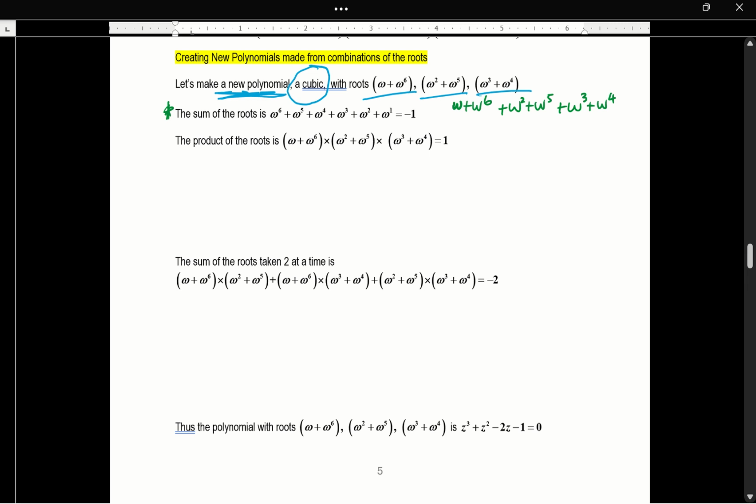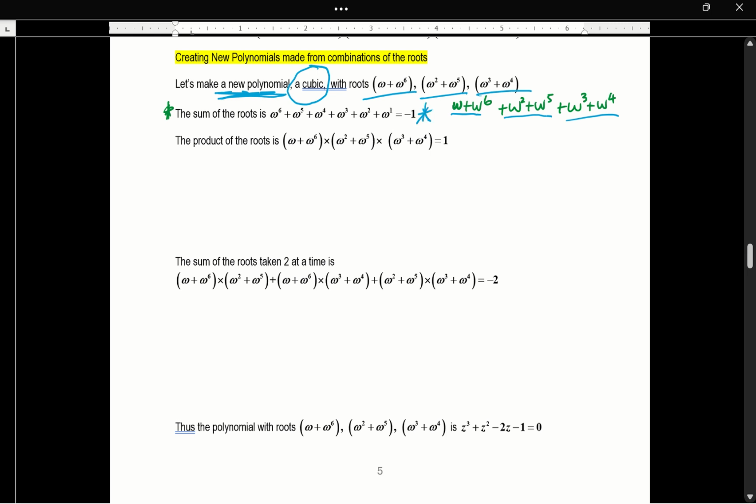So the first thing is, what would the sum of the roots be? And that's what we got up to last time. The sum of the roots is the first root, which is w plus w^6, and the second root, which is w squared plus w^5, and the third root, which is w cubed plus w^4. And when you add them all together, you get minus 1.